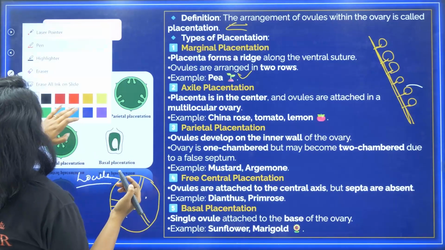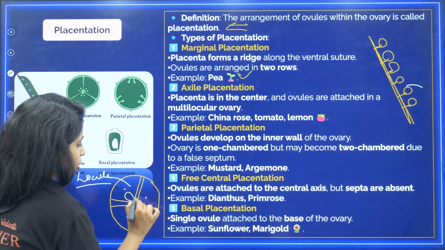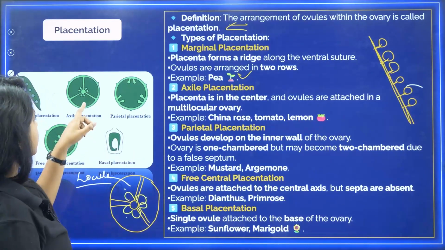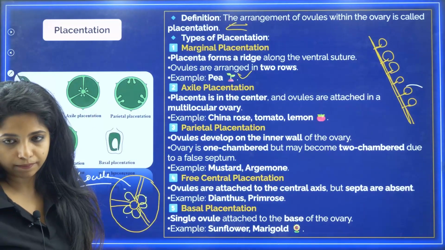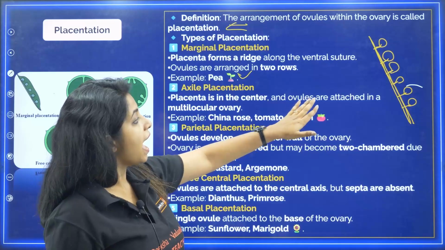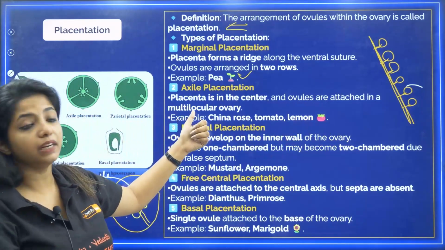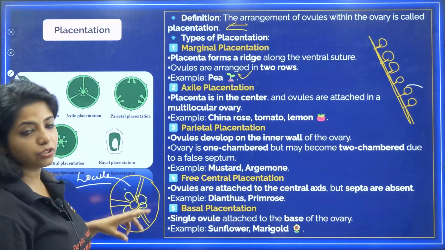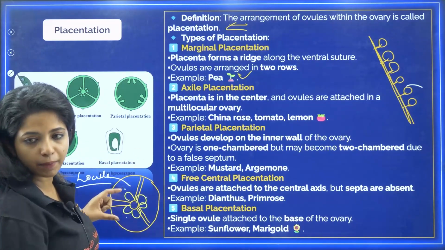Now, where are our ovules? Ovules are arranged around here. The ovules, my dear children, are arranged around the axis. You call this condition axile placentation. Okay, you call this axile placentation. So placenta is in the center, and ovules are attached in a multilocular ovary. Multilocular as in there are different locules, 1, 2, 3. So this is a multilocular ovary because there are septa, my dear children.